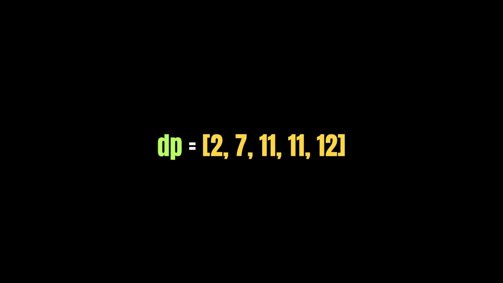There's one small optimization we can make. We don't actually need to store the entire DP array. To calculate the current answer, we only need the previous two answers. So instead of keeping the whole array, we can just keep two variables.